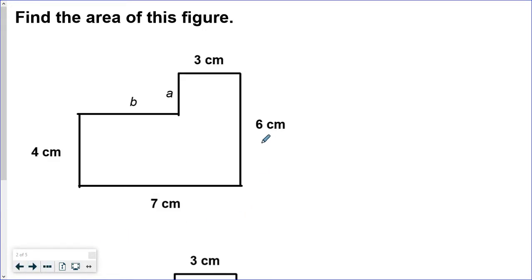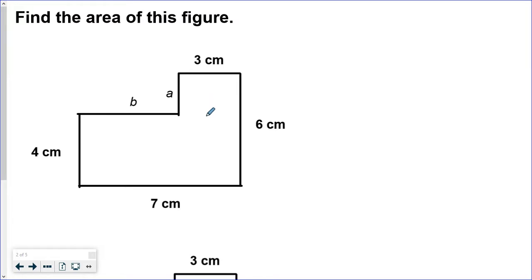So let's take a look at this figure here. It says find the area of this particular figure. Now, if I was trying to find the perimeter, I'd want to add 1, 2, 3, 4, 5, 6 sides. I already know 4 of them. I definitely need to find these two if I'm trying to find the perimeter. But since I'm trying to find the area, I might not need to find both of these answers. It really depends upon where I split my shape.